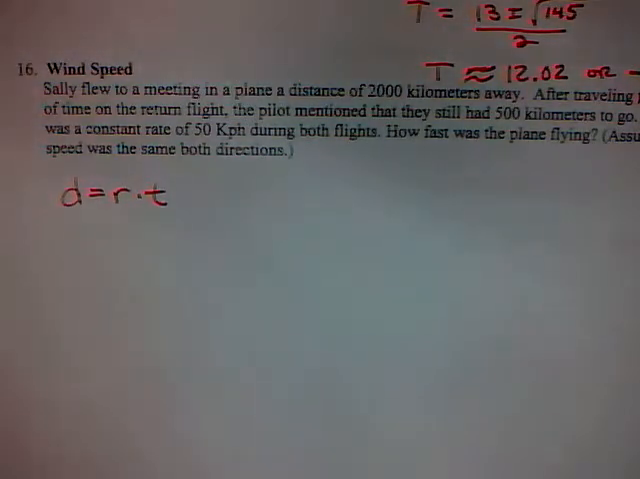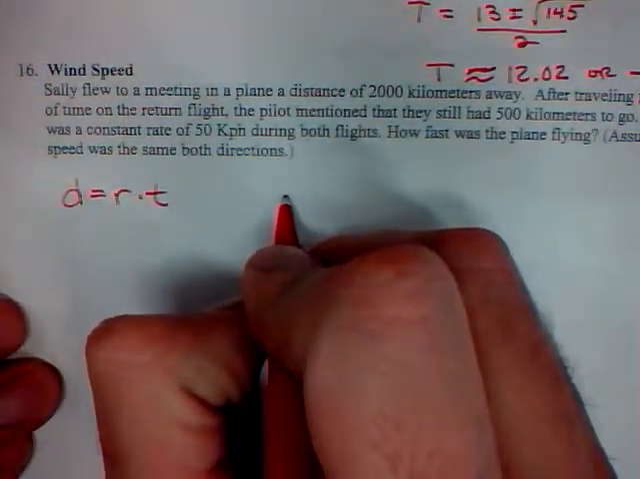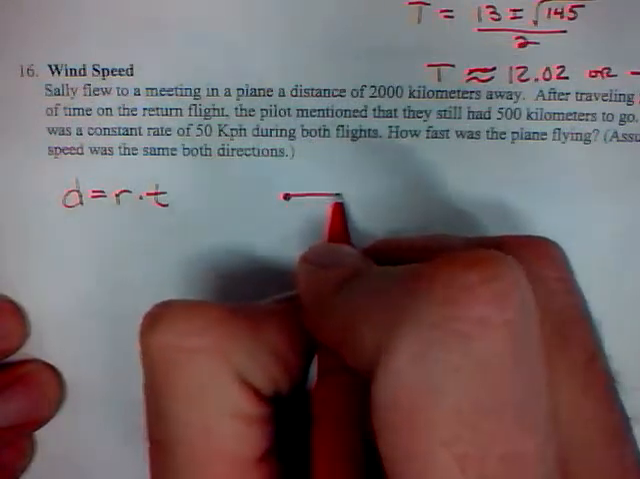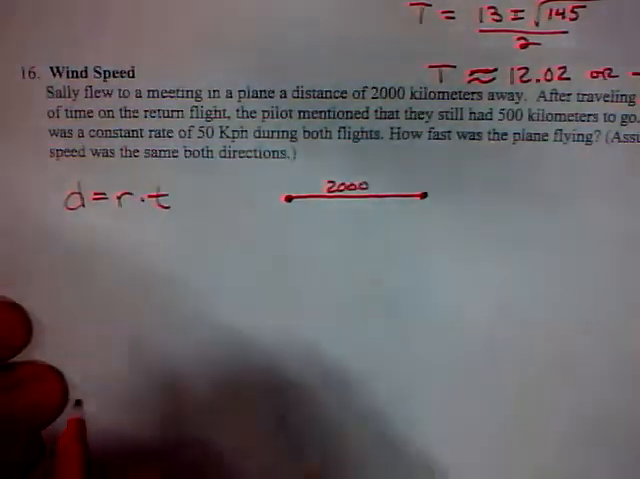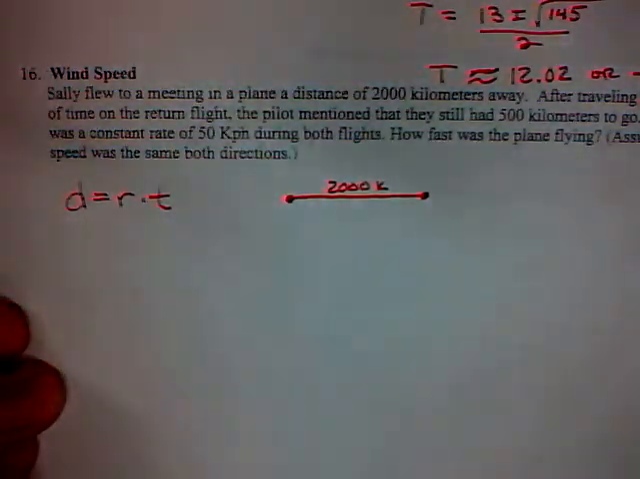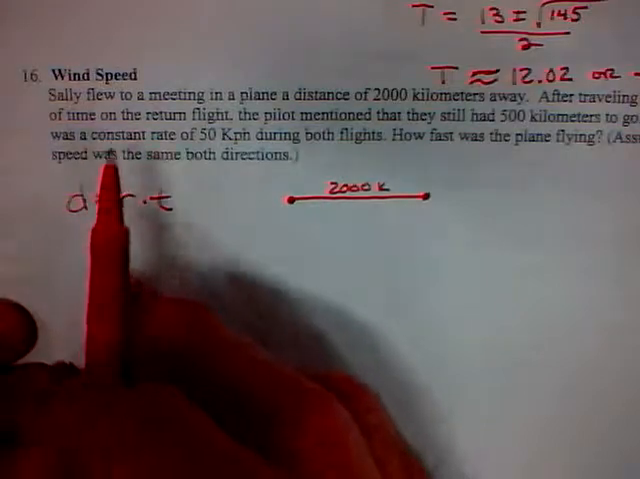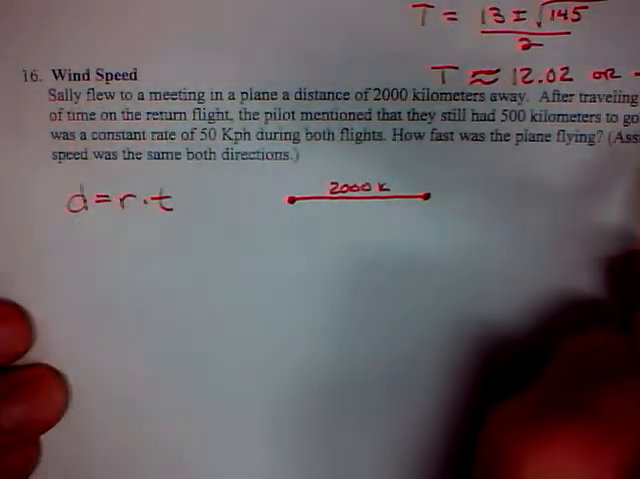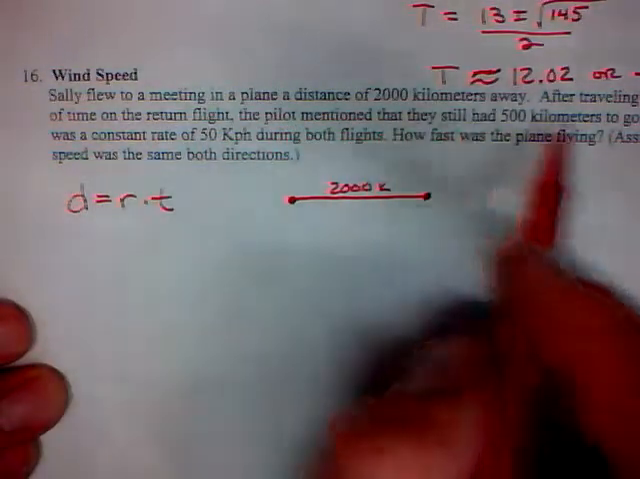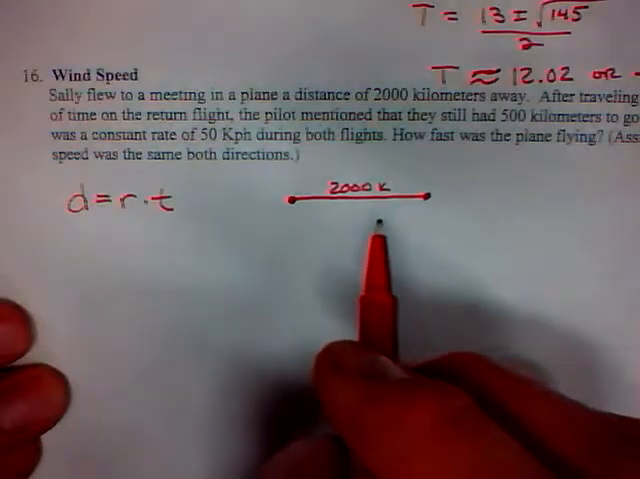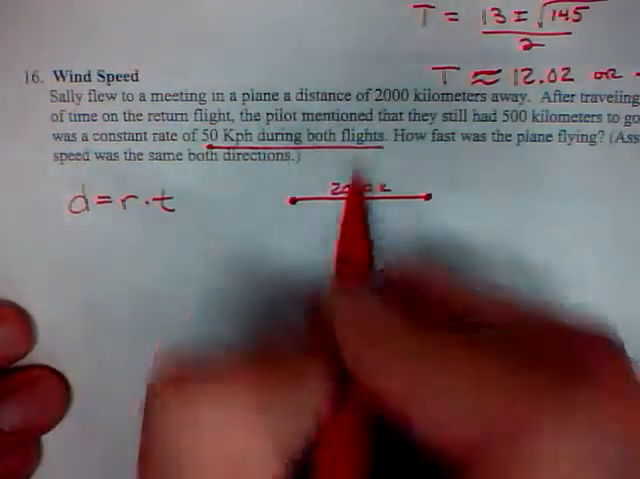Okay. So we know that distance equals rate times time. And in this situation, we've got a plane and it's going to fly to its destination. And we know this entire distance was 2,000 kilometers. What else do we know? It says after traveling the same amount of time on the return flight, they still had 50 kilometers to go, and they give us a wind speed of 50 kilometers per hour during both flights.